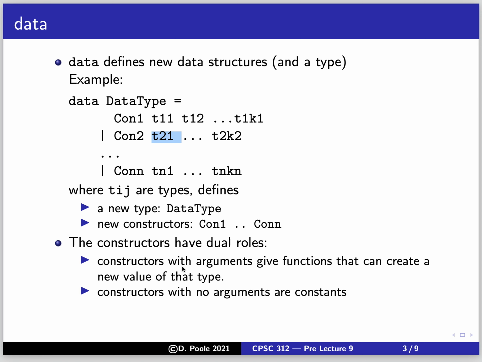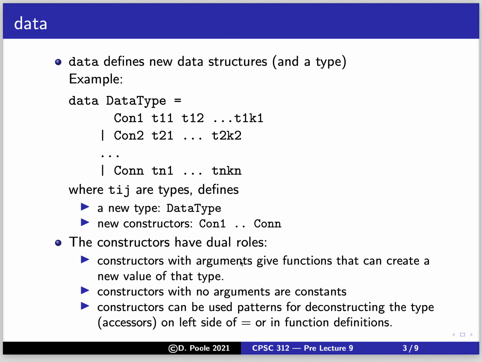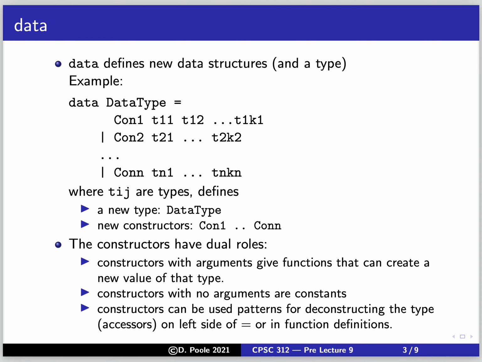The constructors have dual roles. Constructors with arguments give functions that can construct a value of that type, and constructors with no arguments are constants. And constructors can be used on the left-hand side for deconstructing the type, which is often called accessing the type in other languages, on the left side of the equality or in a function definition. So we can use this to deconstruct a type.